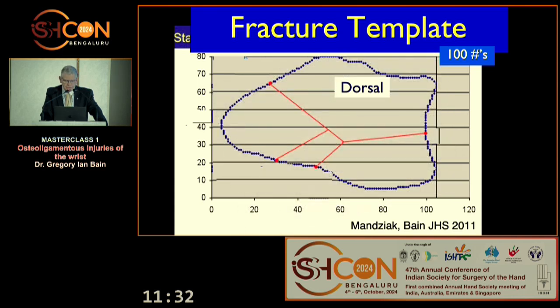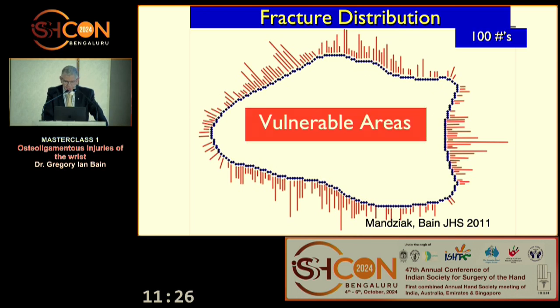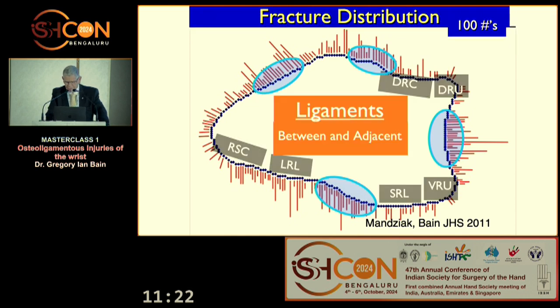We can see here this fracture template which we created on 100 patients. We can see the associations where the fractures occur, and we identified a number of vulnerable areas, and we defined that the vulnerable areas for fractures did not tend to be where the ligaments are. So at first we thought the ligaments were protective, but I actually think that's not the case. I think the ligaments are associated with the initiation of the fracture.